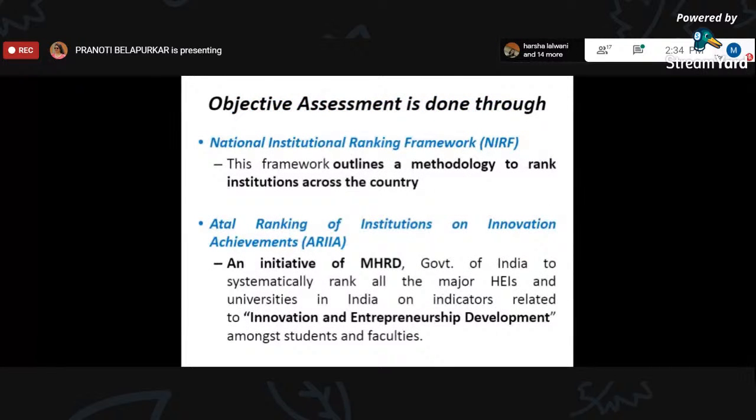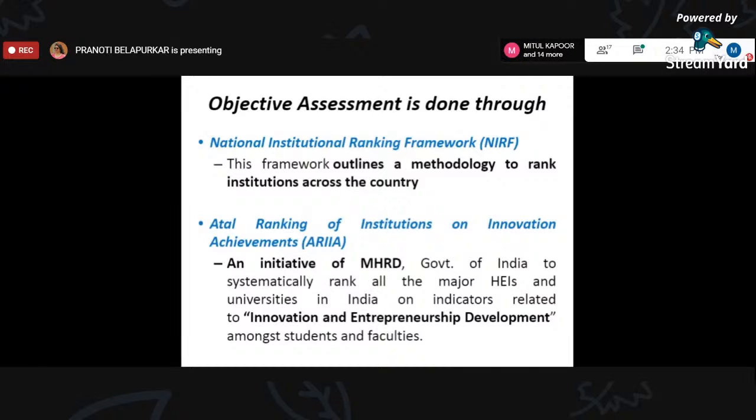So when we do all these activities in the college on a regular basis, as I've told you, there are measuring parameters on which you are continuously measured, monitored, numbered, and then ranked in the country. Here I would like to say, one of them is NIRF, the National Institutional Ranking Framework. It outlines a methodology to rank institutions across the country.